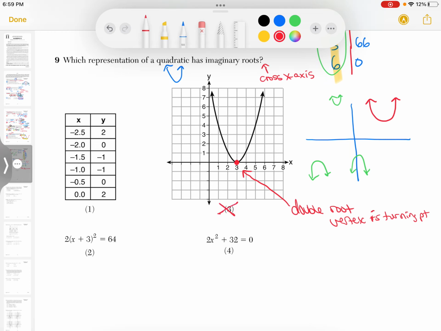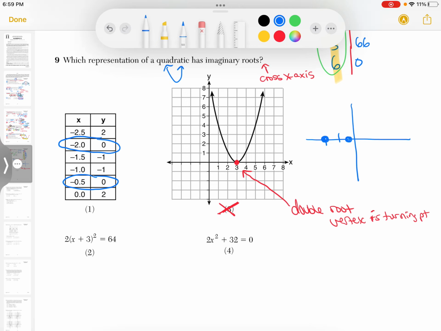Okay, that is a double root, but either way, it is a real root because it crosses at 3, so that is not my answer. On a table, if you're not great with recognizing it on tables, you can actually plot these points. It wouldn't take you very long, and it would give you a better representation. But what you should hopefully recognize is this point right here, and this point right here.